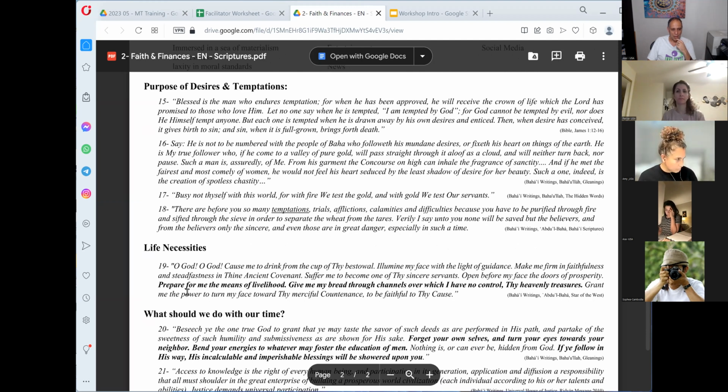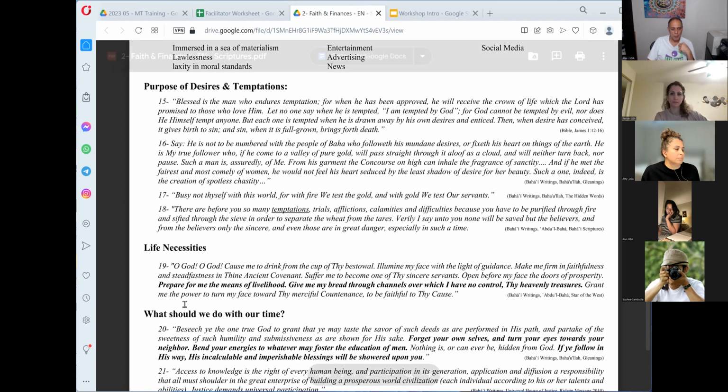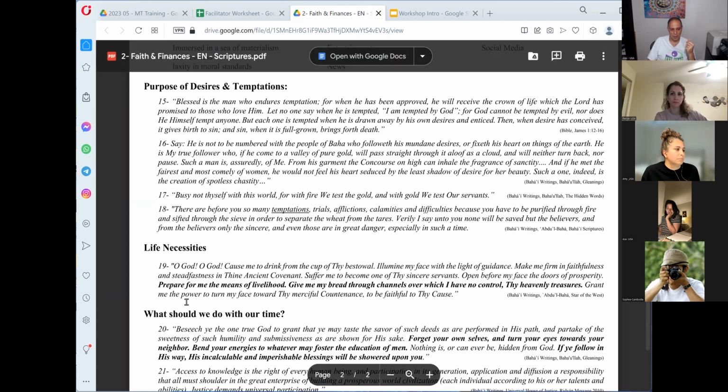O God, cause me to drink from the cup of Thy bestowal. Illumine my face with the light of guidance. Make me firm in faithfulness and steadfastness in the divine ancient covenant. Suffer me to become one of Thy sincere servants. Open before my face the doors of prosperity. Prepare for me the means of livelihood. Give me my bread through channels over which I have no control, by heavenly treasure.